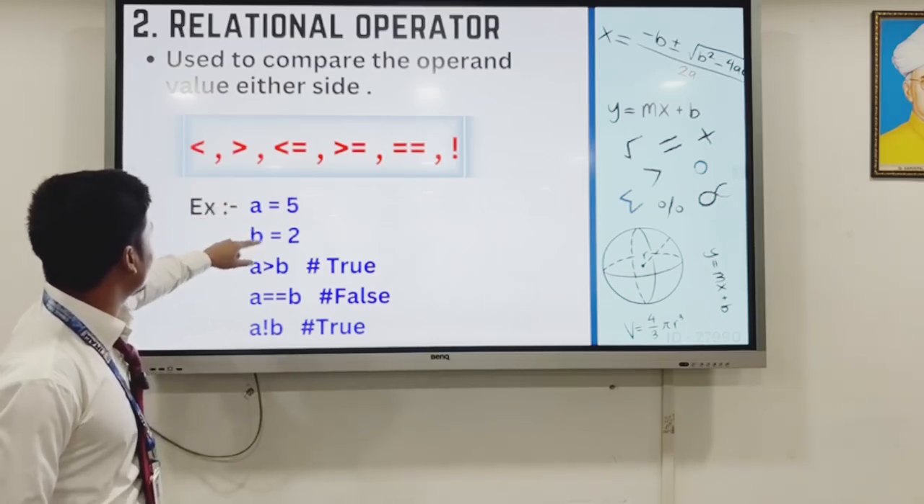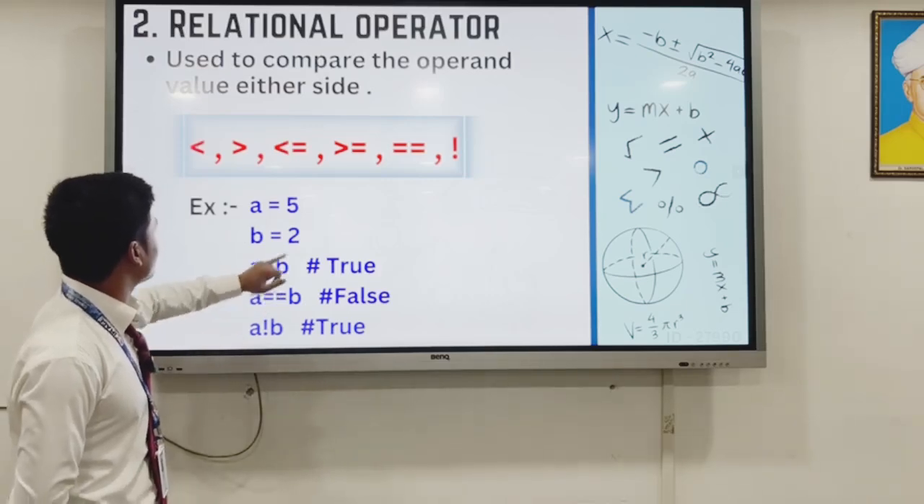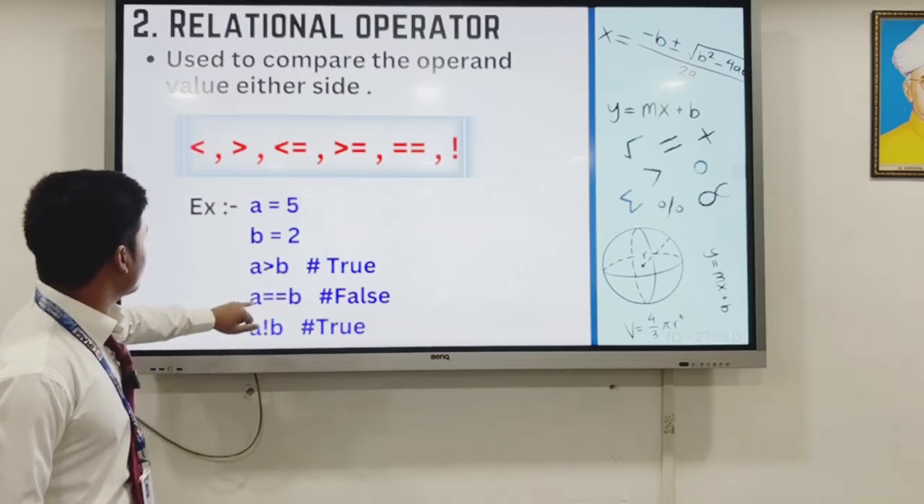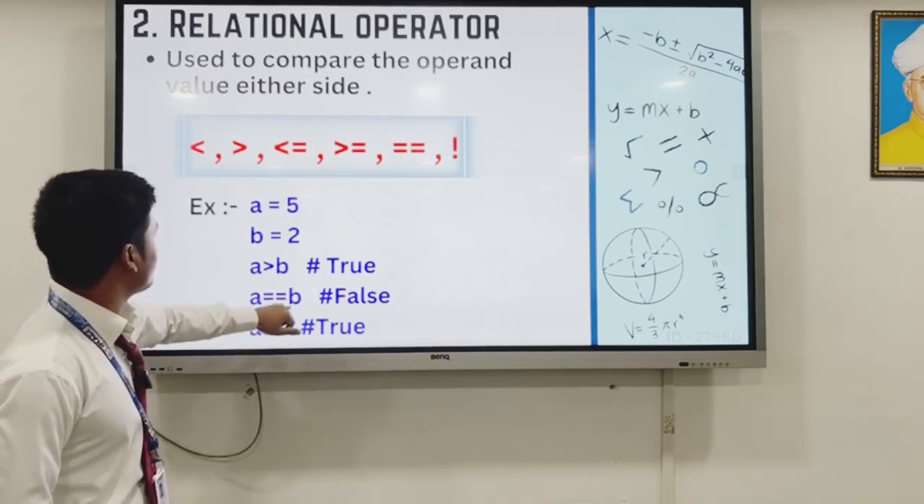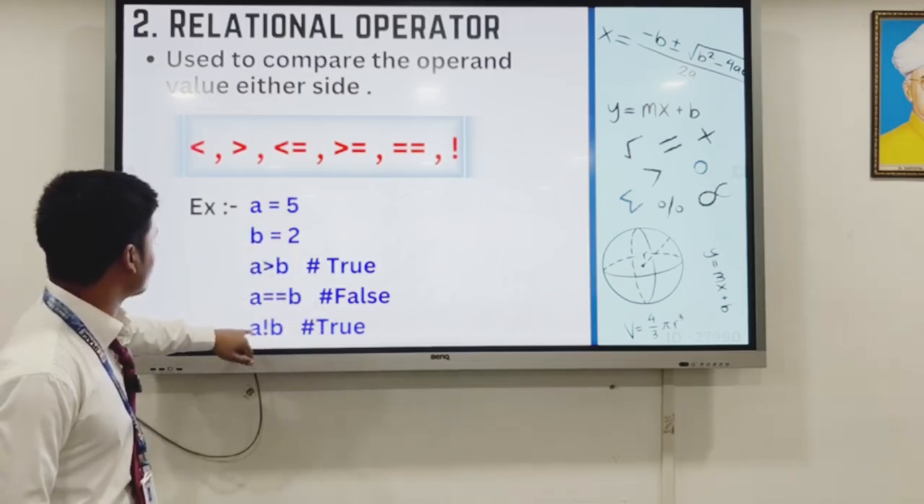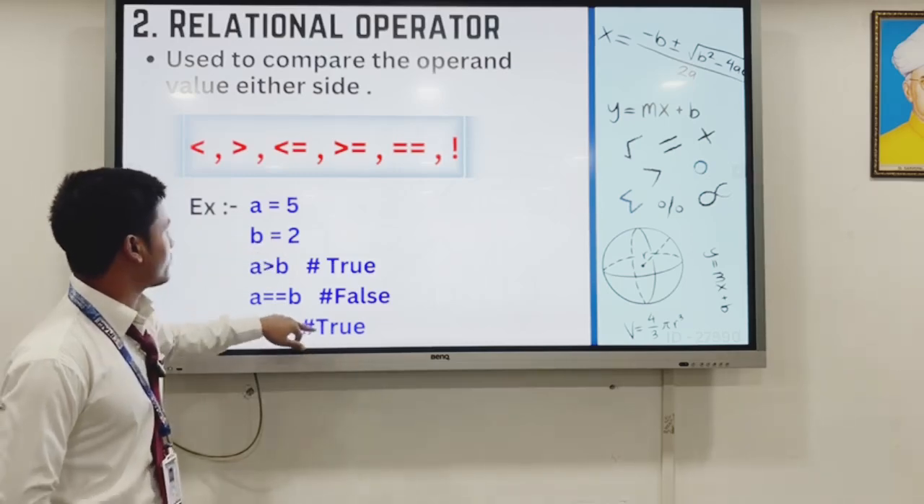A is equal to 5 and B is equal to 2. A is greater than B, then our output becomes true. A is equal to B, so our output is false. A is not equal to B, so our output is true.